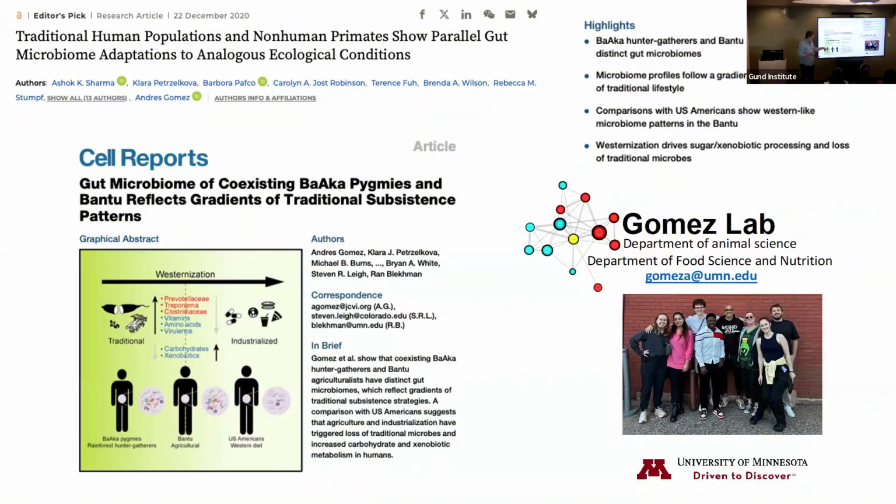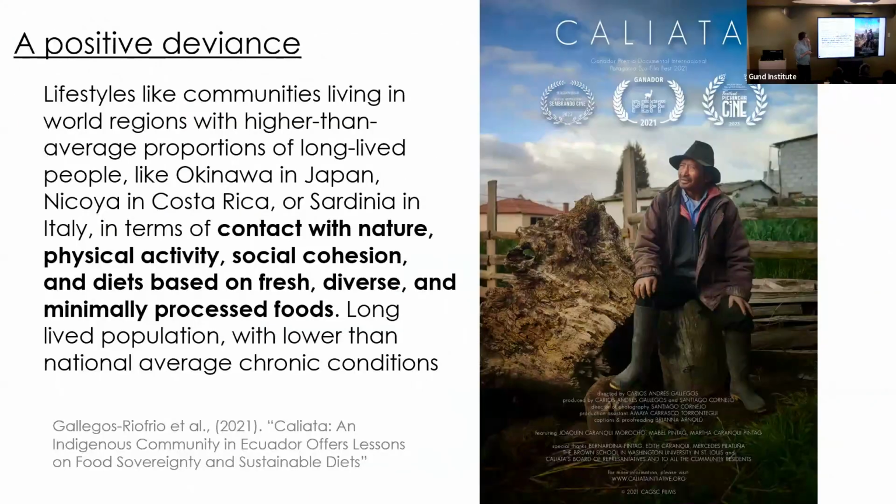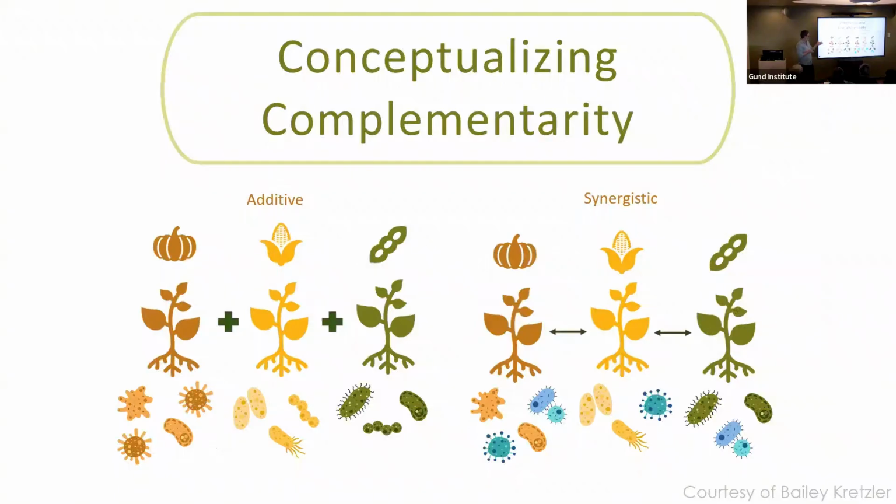So one of the things that is important to note is the diversity piece and the interaction piece, the mutualism. The positive deviance, as I already said, people in Caliata, we see a lot of long-lived people, over 100 years in a very small community. So having several people over 100 years old still working, it is telling.